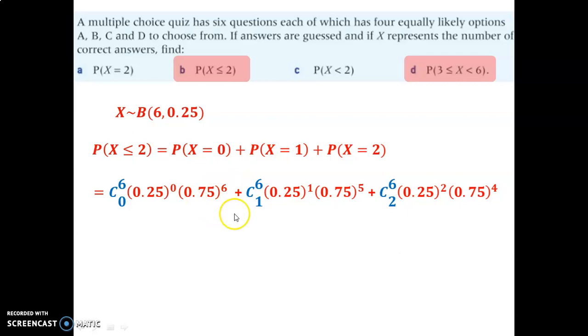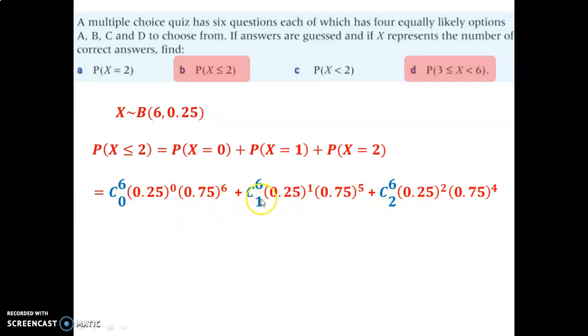That's 6 of them. All right, and the second one, we're looking for the probability that you get 1 right. So again, 6 questions, 1 right. So now 0.25, that quarter chance of getting 1 right, and 0.75, 5 wrong. And on and on. You could punch that in your calculator, but the good news is there's another calculator shortcut.